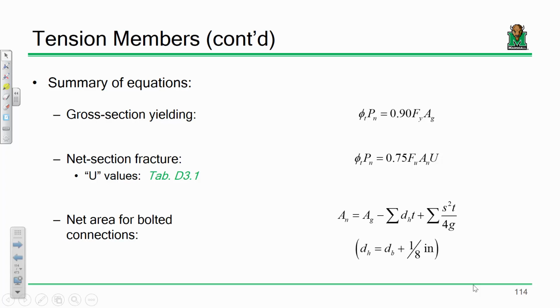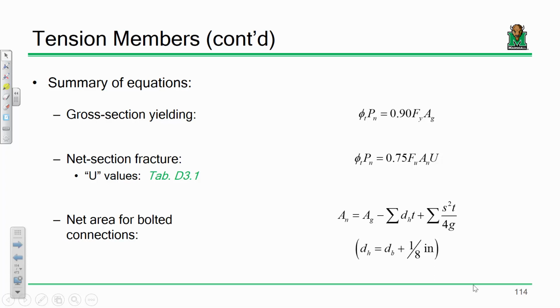Let's get some background and clarity as to where we've left off and where we're headed. So here's our discussion so far. We've been looking at tension members. We have 2 primary limit states so far in strength that we're assessing: gross section yielding and net section fracture. Gross section yielding is pretty straightforward. The nominal capacity is Fy times Ag, and our phi value is 0.9.